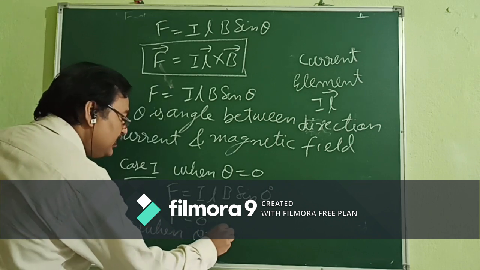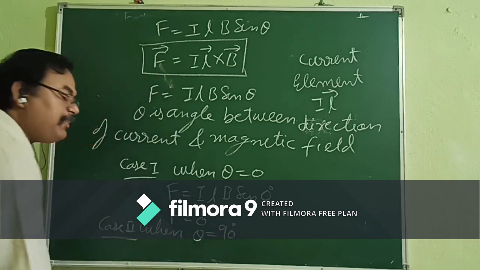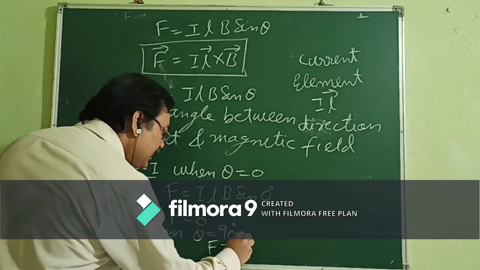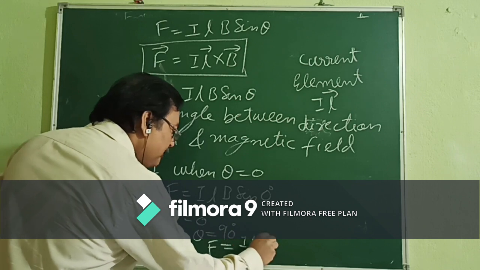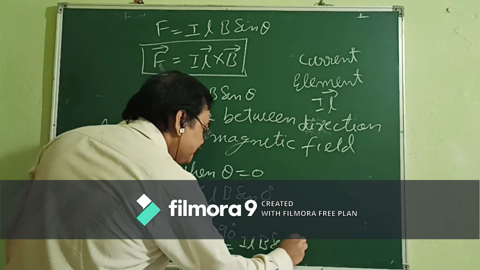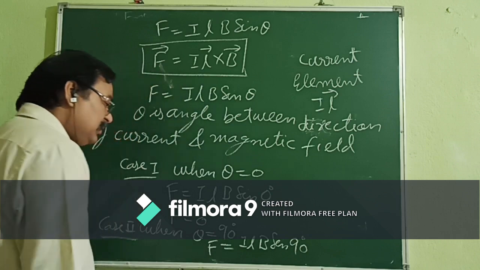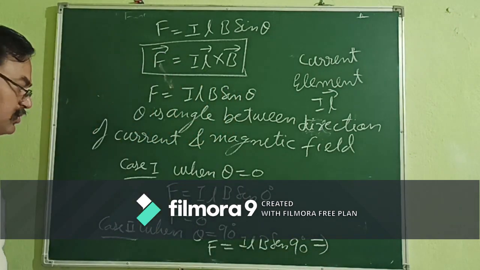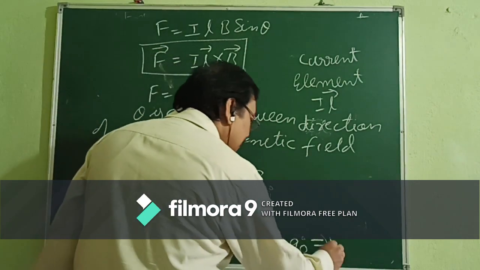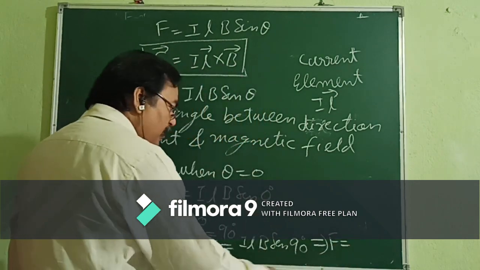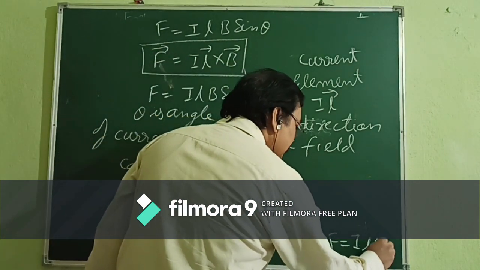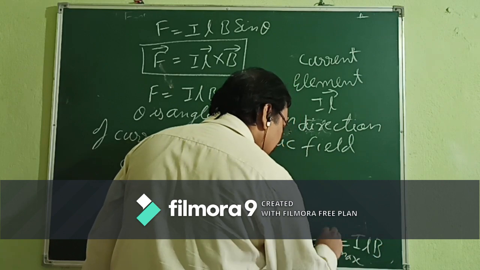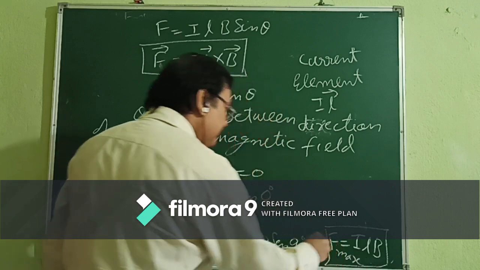When theta is equal to 90 degrees or pi by 2, then what will happen? Let's see. Force is equal to I L B sine 90. So what will we get? See, sine 90 is how much? It is 1. So as sine 90 is 1, F is equal to I L B, and this is the maximum force which acts on a conductor when placed in a magnetic field.